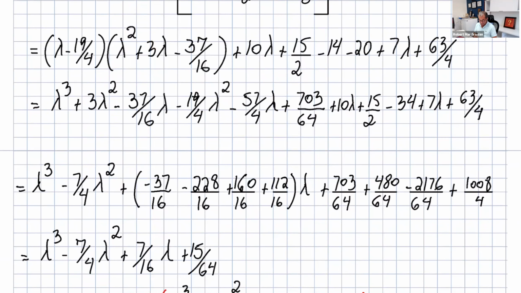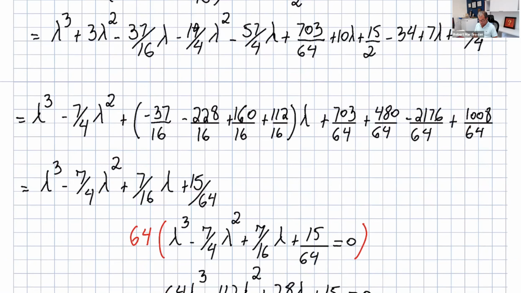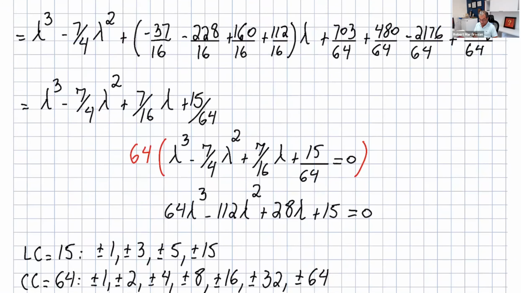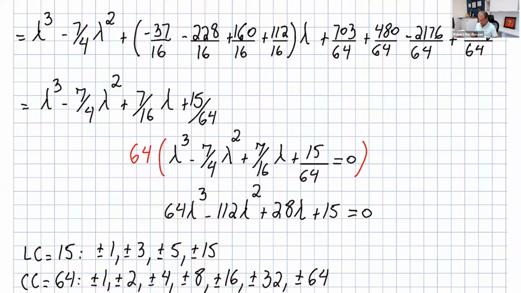So you get lambda cubed minus 7 over 4 lambda squared. And I took all the coefficients of lambda and then found the LCD. This is just arithmetic. And then I took all the constant terms, and I found the LCD, which is 64. And if you combine, you get lambda cubed minus 7 over 4 lambda squared plus 7 over 16 lambda plus 15 over 64. So this is the characteristic polynomial that you want to take and put equal to 0.